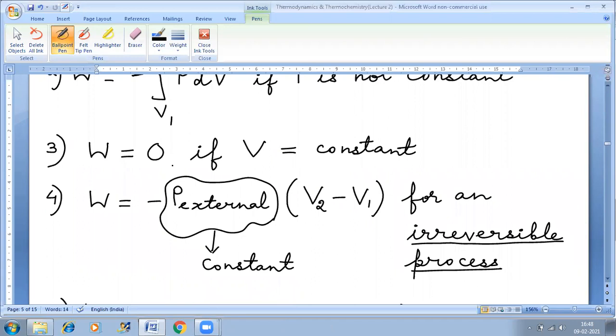For an irreversible process, the formula for work done is W = minus P external into V2 minus V1. So for any irreversible process, we can use this formula, because in an irreversible process, the external pressure is constant. In any question, if they tell you that the external pressure is constant, that means the process is an irreversible process.